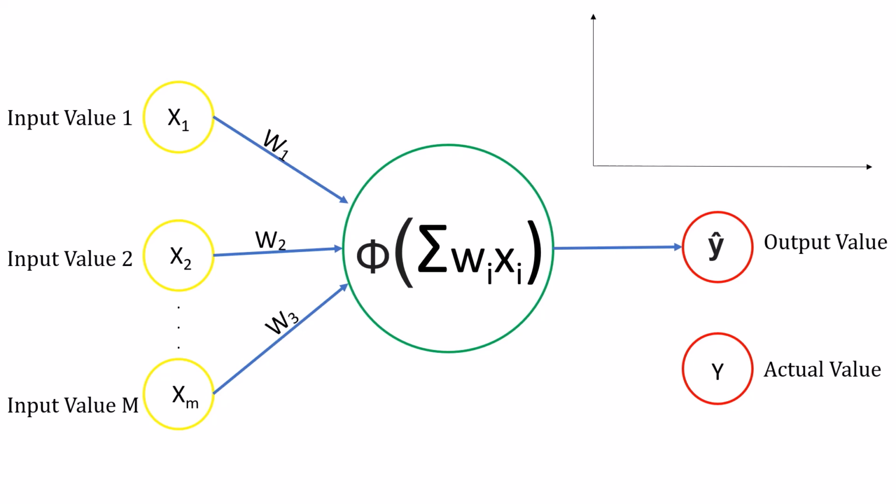Let's assume some input values have been supplied to the perceptron, an activation function is applied, and some output is obtained. We duly plot the predicted value y cap in the graph, then we plot the actual value y. In order to be able to learn, we have to compare the predicted value to the actual value, that is, compare y cap and y. We observe that there exists a difference between y cap and y.